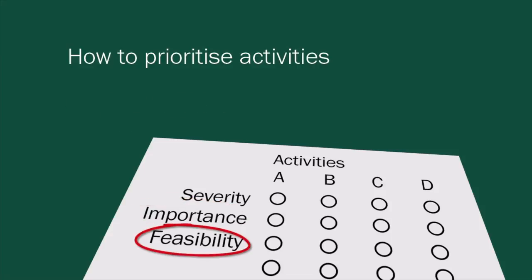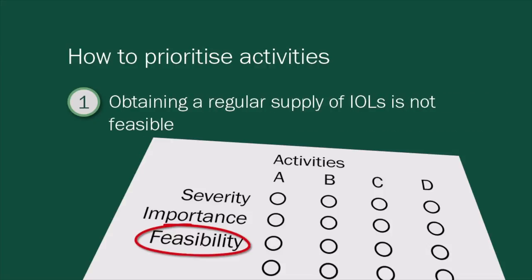Feasibility. When scoring this category, planners should ask themselves the question, is it possible to make the change with the available resources, or are additional resources required? For example, if a planner applies a score of 1 to an activity to obtain a regular supply of intraocular lenses, this implies that this is not a feasible activity for this plan.